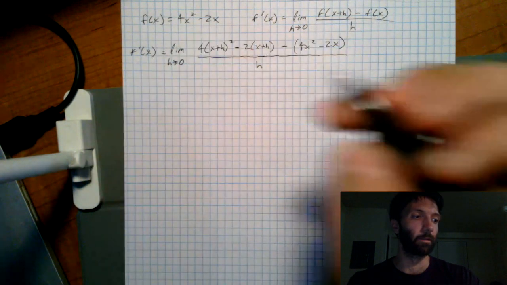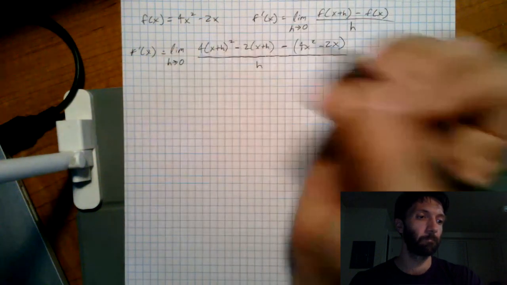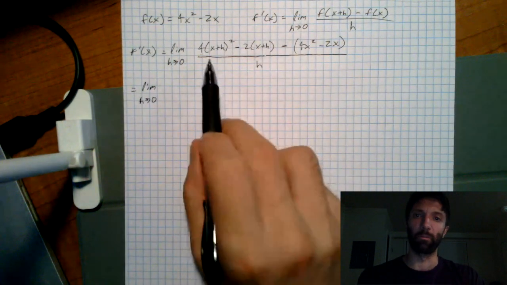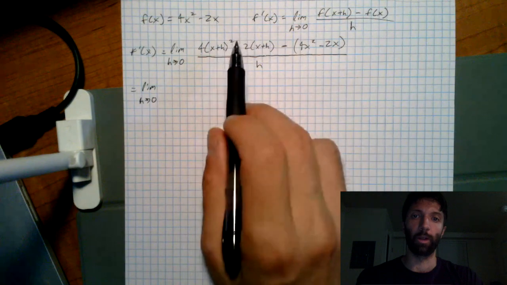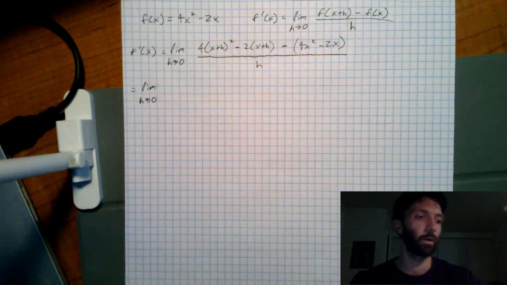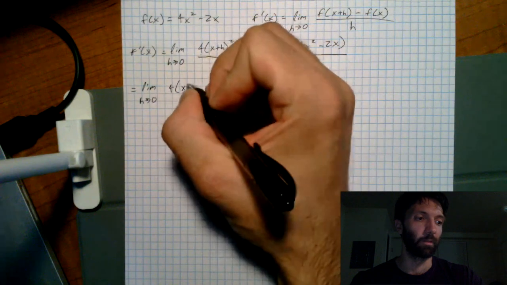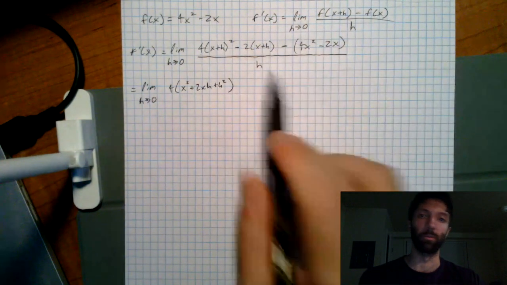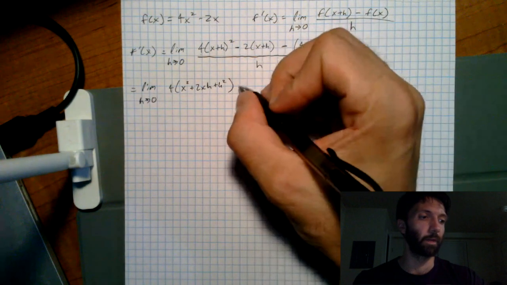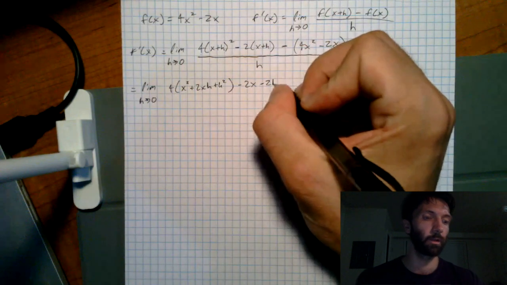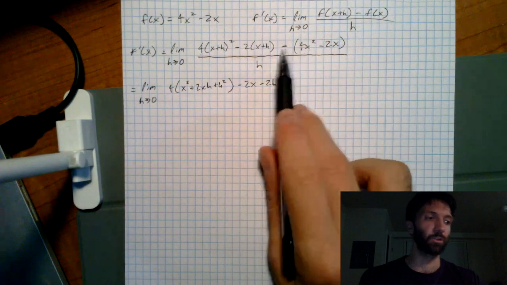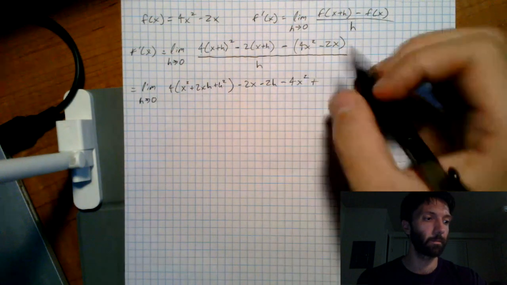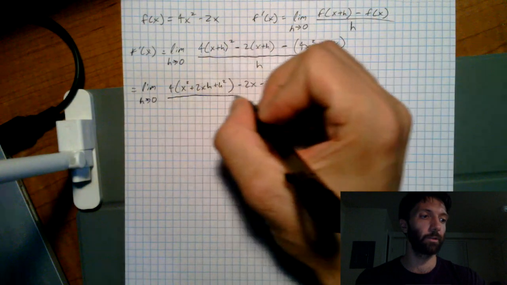Now I'm going to go ahead and simplify everything down. So remember from the last example, x plus h, the quantity squared, is x squared plus 2xh plus h squared. So I'll just leave those in the parentheses for now. I'll distribute my negative 2 through here. So we have minus 2x minus 2h. And then my minus sign is going to distribute through. So this will become a plus 2x. This is all over h.